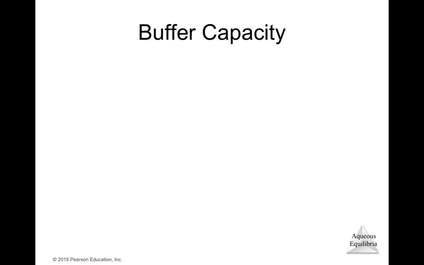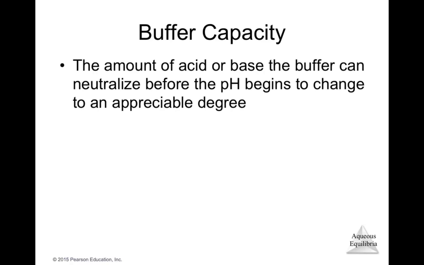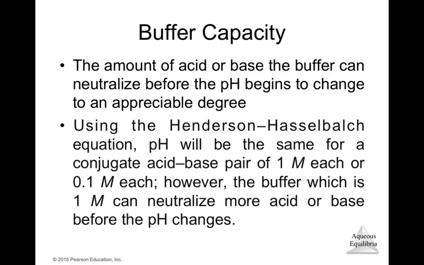Now let's talk about the buffer capacity. The buffer capacity is the amount of acid or base the buffer can neutralize before the pH begins to change to an appreciable degree. Using the Henderson-Hasselbalch equation, the pH will be the same for a conjugate acid-base pair of 1 molar each or 0.1 molar each. However, the buffer which is 1 molar can neutralize more acid or base before the pH changes.